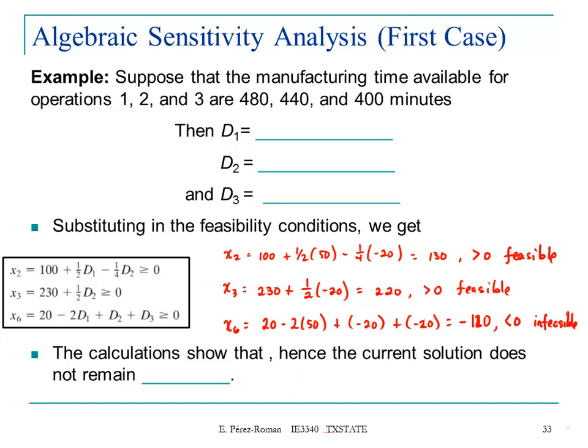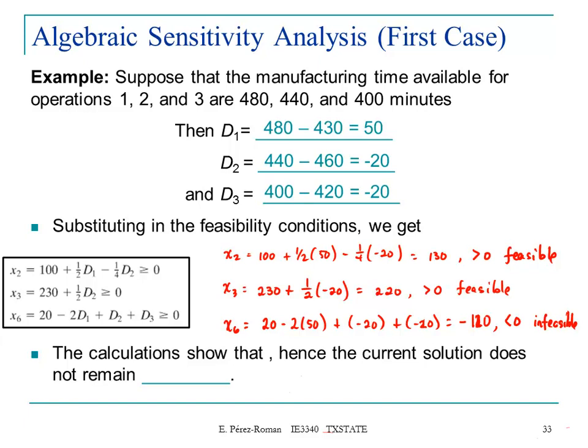For example, suppose that the manufacturing time available for operations 1, 2, and 3 are 480, 440, and 400. So now we are changing these three values that we have here for each operation to 480, 440, and 400 minutes. So I decide to make that change in my operation. Then I can compute my dual prices as follows.